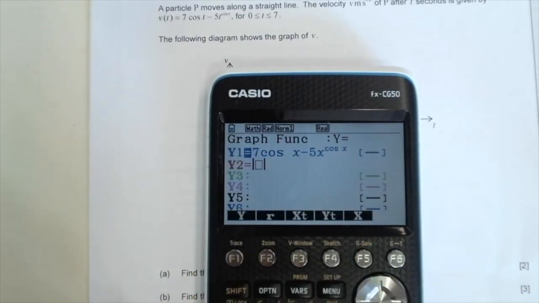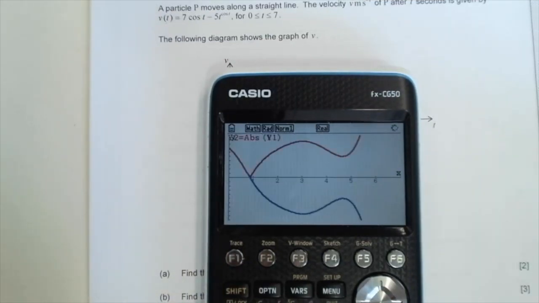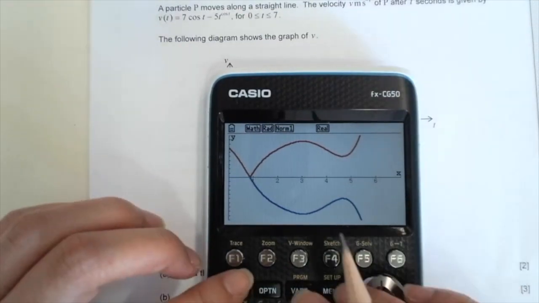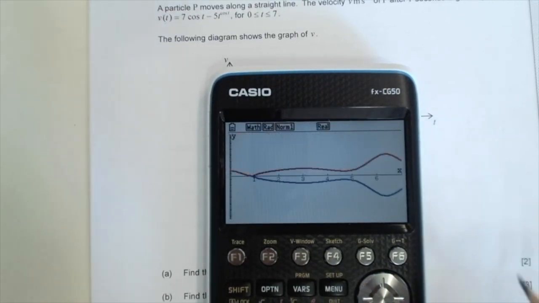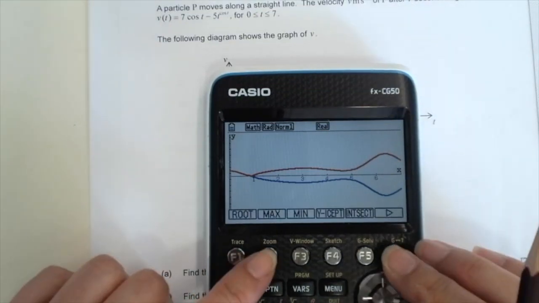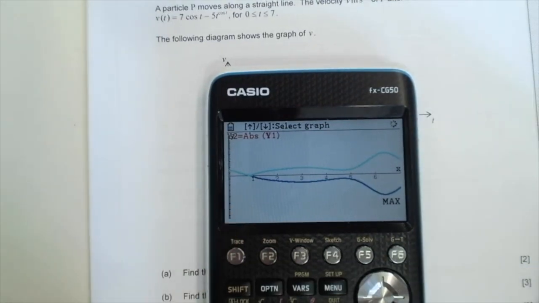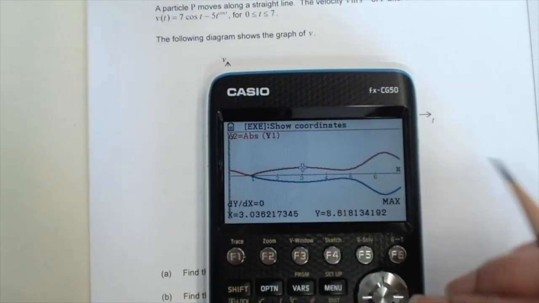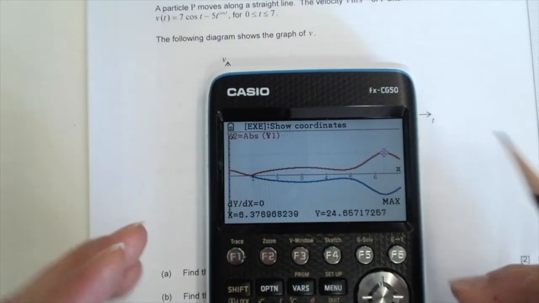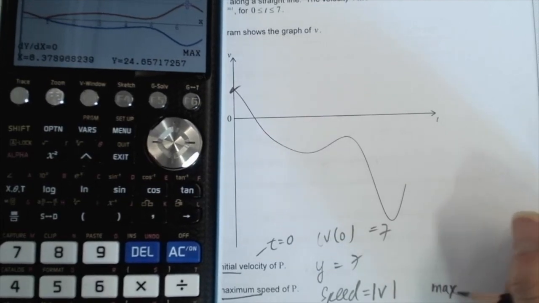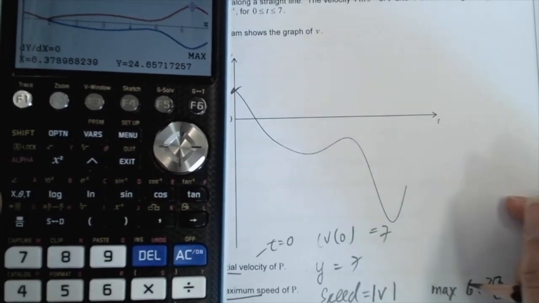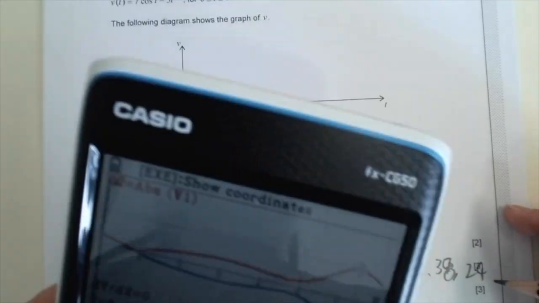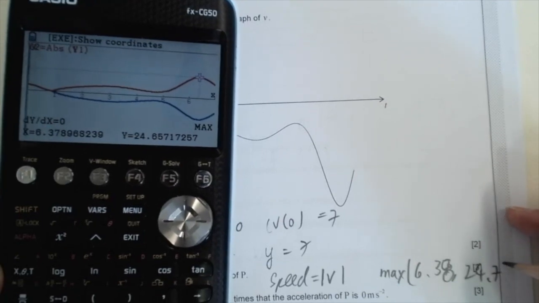So all I need to do is go to Option, Numeric, Absolute, Y1. The blue is the original one. The red is the absolute one, so I need to change it to negative, just in case. Right, so this is our maximum speed. So the maximum, but it's the red one. This is the first one, not that high. I want this maximum because it's the higher one. So the maximum of it is 6.38 actually, and then the other one is 24.7. That is our maximum.